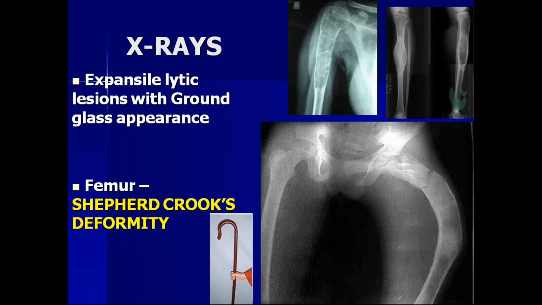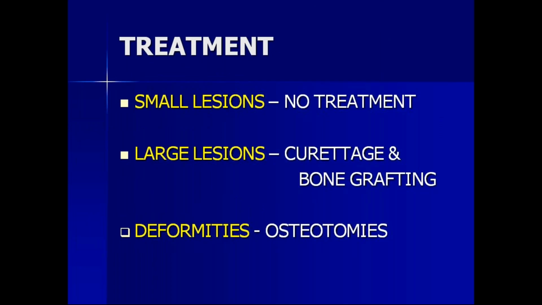On X-rays, you can see a bent bone with lytic lesions which are expansile and with ground glass appearance. That is typical. Ground glass appearance is seen in fibrous dysplasia. Bent bones like shepherd's crook deformity, like a walking stick, it looks like that. So that is called shepherd's crook deformity, seen in fibrous dysplasia. Smaller lesions which are confined to bone need no treatment. But if there are larger lesions causing deformity, curettage and bone grafting. And if there is more deformity, you need to do a corrective osteotomy.